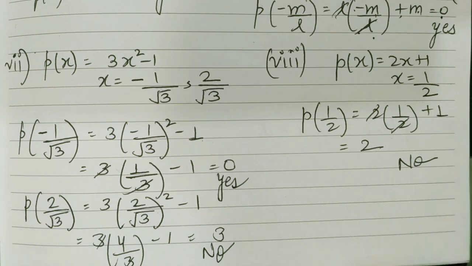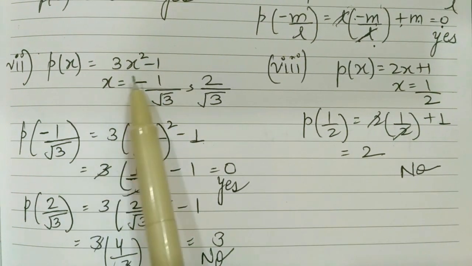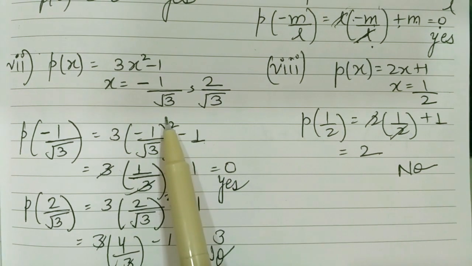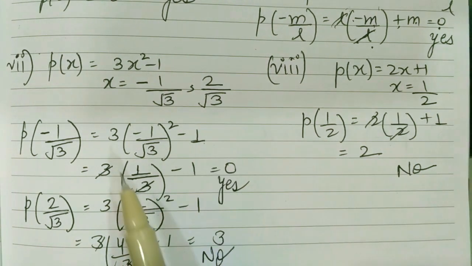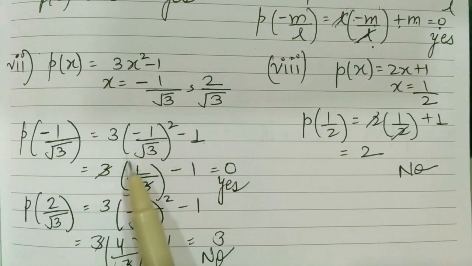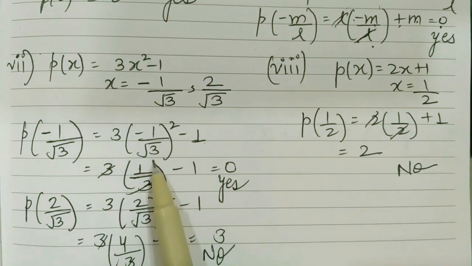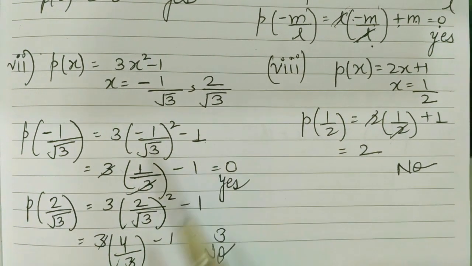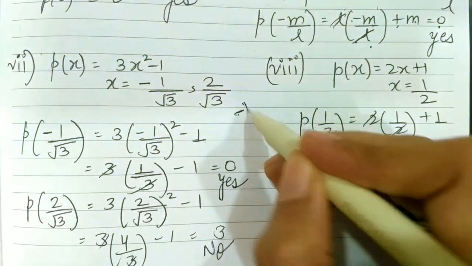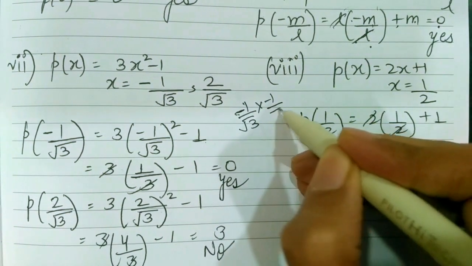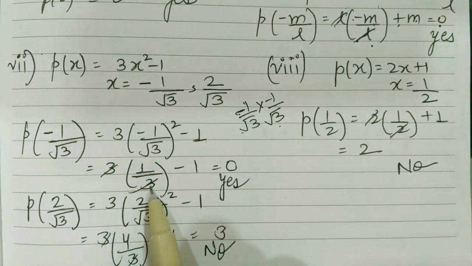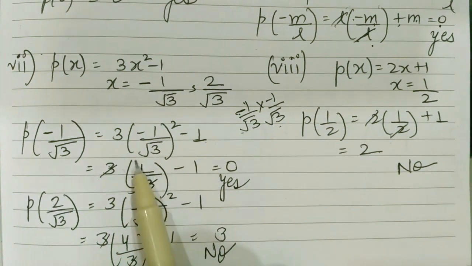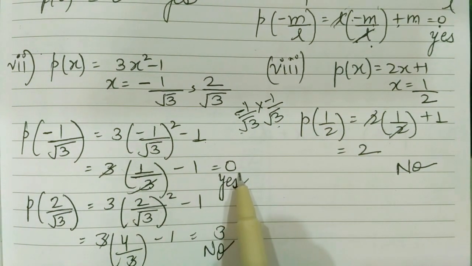So yes, x equals minus m by l is a zero of the given polynomial. Next, I have to check the polynomial p(x) equals 3x square minus 1 at x equals minus 1 by root 3 and at x equals 2 by root 3. When I put the value of x as minus 1 by root 3, it becomes 3 into minus 1 by root 3 square minus 1. The square is minus 1 by root 3 into minus 1 by root 3. Minus minus becomes plus, and root 3 into root 3 becomes 3. 3 cancels out. 1 minus 1 becomes 0. So yes, minus 1 by root 3 is a zero of the polynomial.